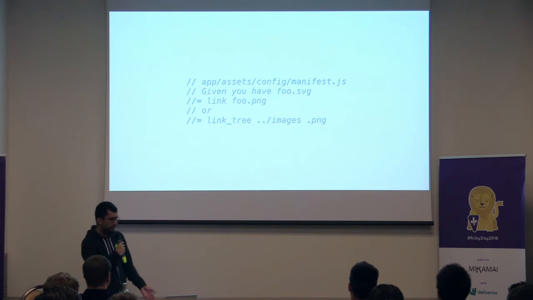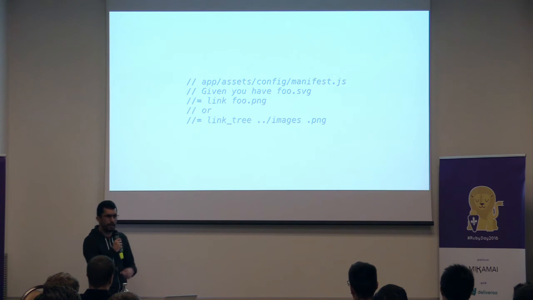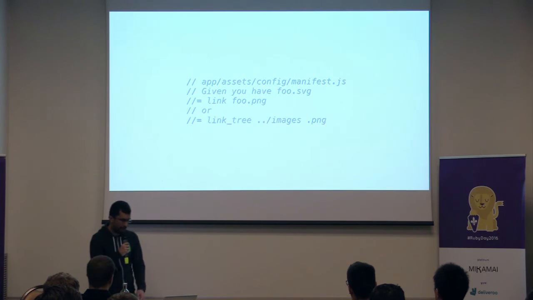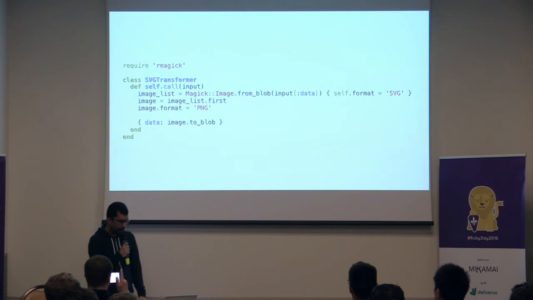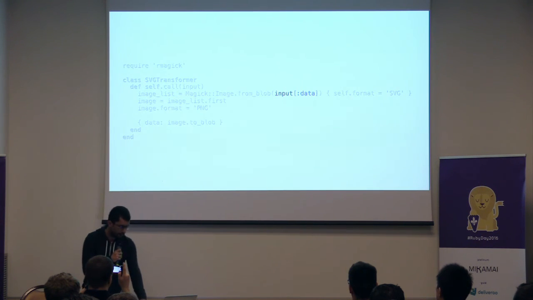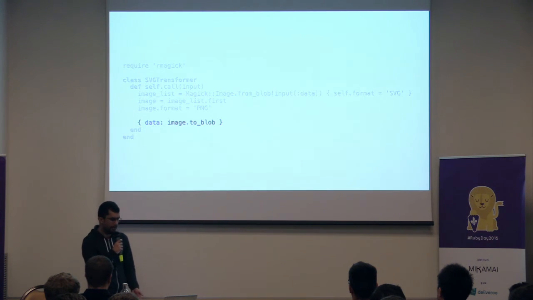And the way we use that, we only say that we want to generate the full PNG from full SVG. We only use the link directive to tell that. The same thing, we can use the link tree to get all the PNG images from the image directory. And the code is really small. We are using the ImageMagick chain to generate the PNG file, and it reads the input, sets the format to PNG, and later it just returns the PNG content.